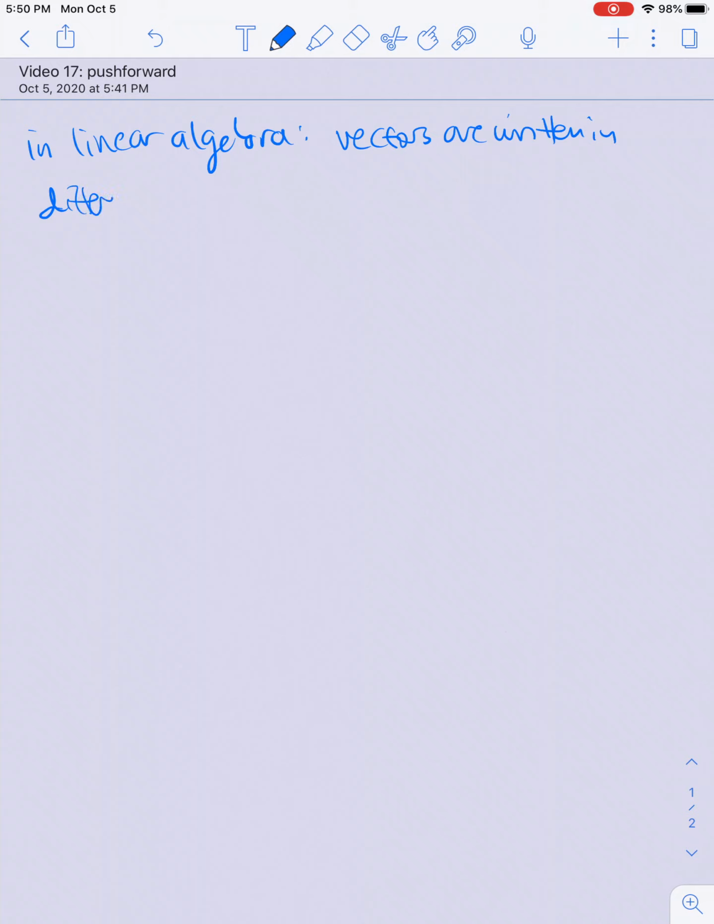In this video, we're going to discuss the concept of pushforward, which is kind of a generalization of change of coordinates in linear algebra. So in linear algebra, recall that vectors are written in different ways in different coordinate systems.